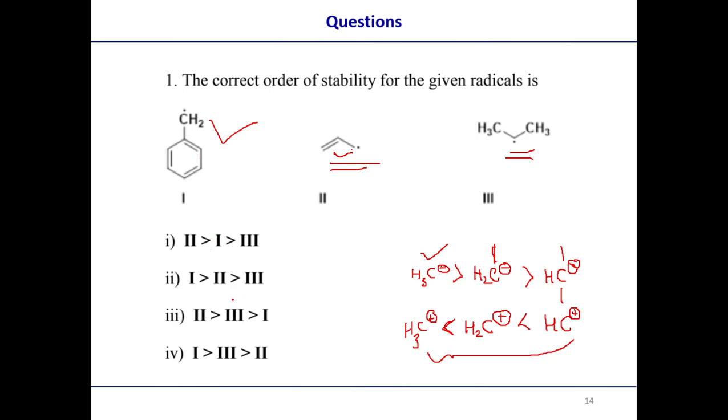So which example has the third one? Sorry, first one. Sorry, this one, first one, this one, correct? Second and fourth have the first as the most stable carbon radical. Then the second stability of carbon radical is this one because of the presence of this pi bond. That means the second one is the second most stable carbon radical. So first, then second, then third one is the least stable. So this is the correct option.